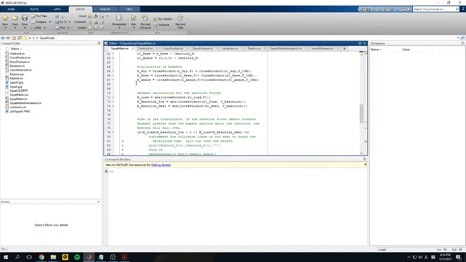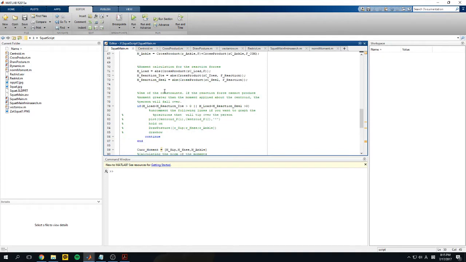So now, calculation of moments. Moment is defined by R cross F. So we have the R of the hip, which is the hip joint to the load, and the load itself. Those are crossed to get one part of the moment. Additionally, the R vector from the hip to the centroid had to be crossed with the mass of the torso that's exerted from the centroid in order to calculate the total amount of moment. And that is done with both the knee and the ankle. And then moment calculation for each reaction force is done.